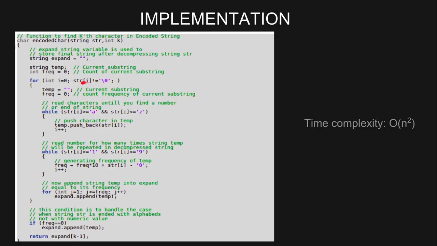We initialize string temp as empty and frequency as 0. These variables will take care of the substrings. We read characters until we find a number or the end of the string and push the characters in the string temp until we get a number. Then when we get a number, we set the frequency variable. We read the number for how many times string temp will be repeated in the decompressed string.